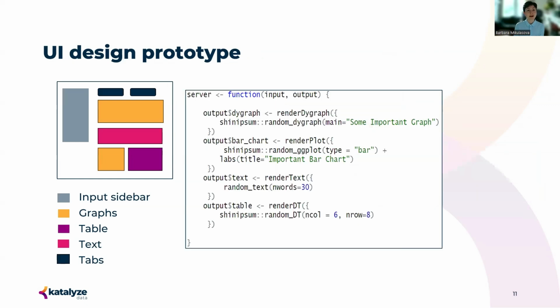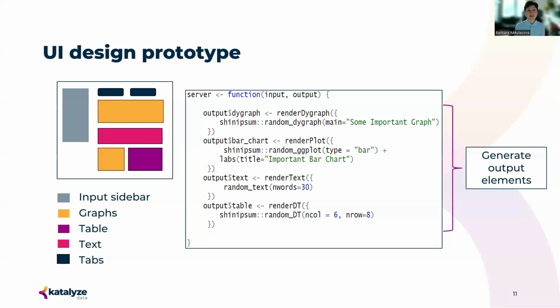Now, all we have to do is to use our ShinyPsum package function calls to populate it with randomly generated elements. For example, here we are generating a digraph, a random bar chart, a random block of text, and then a random data table with 6 columns and 8 rows. As you can see, we are able to populate the entire dashboard with minimal code required. An additional benefit is that these generated elements can be further modified by packages such as ggplot or plotly.